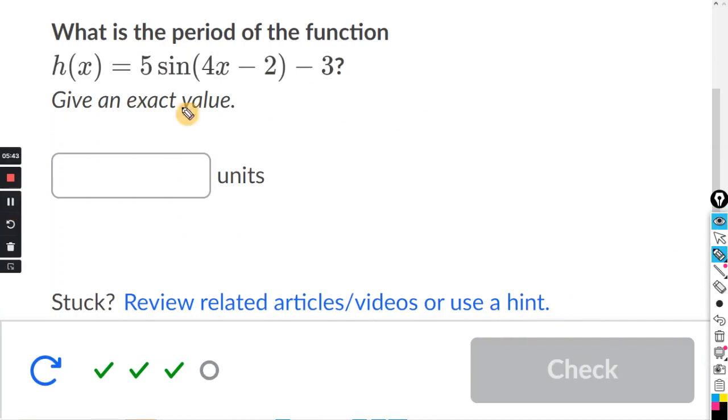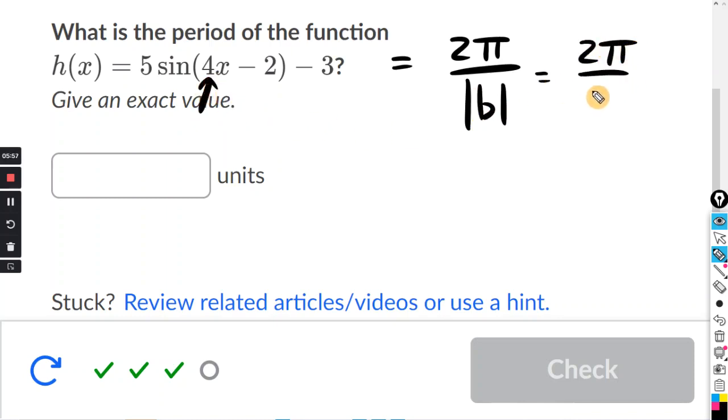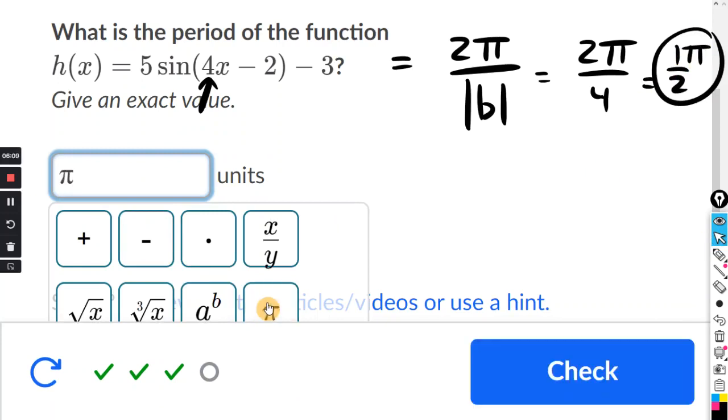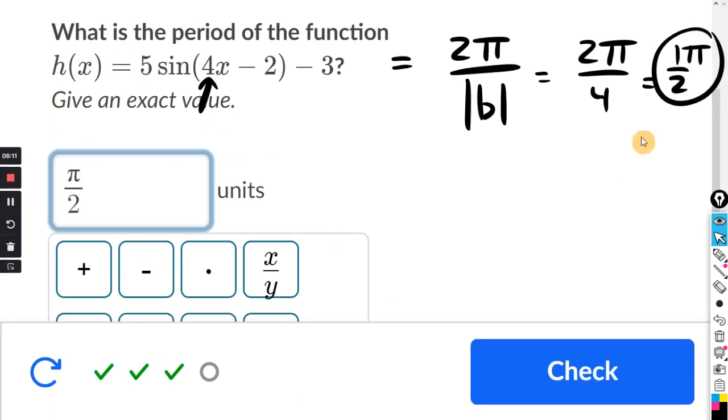What is the period of the function? The period is just going to be 2 pi over the absolute value of b, and b is the number right here. So it's 2 pi divided by 4. That is 1/2 pi, or 1 pi over 2, or you can just say pi over 2. So click pi, slash 2. 1 pi in the numerator is the same as pi, divided by 2.